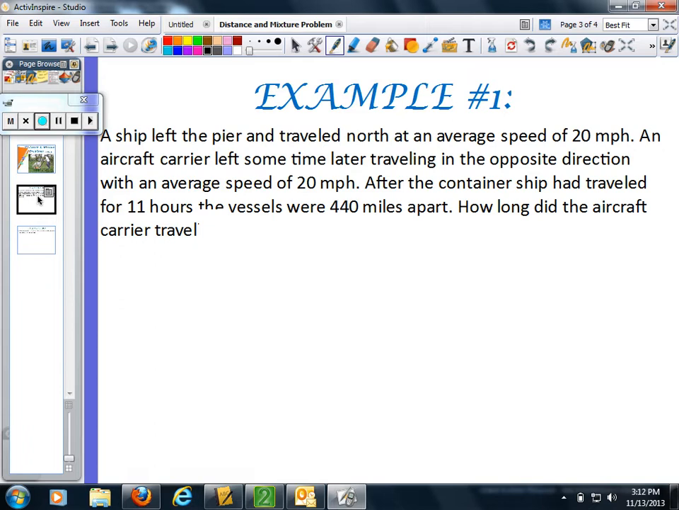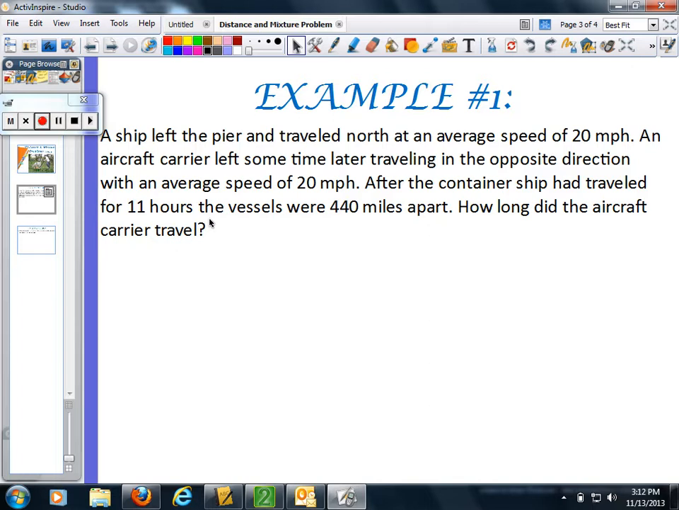Alright, so the first thing we're going to do, we're going to look at a distance problem first, okay? And on a distance problem, let's read it first. It says a ship left the pier and traveled north at an average speed of 20 miles per hour. An aircraft carrier left sometime later, traveling in the opposite direction with an average speed of 20 miles per hour. After the container ship had traveled for 11 hours, the vessels were 440 miles apart. How long did the aircraft carrier travel?